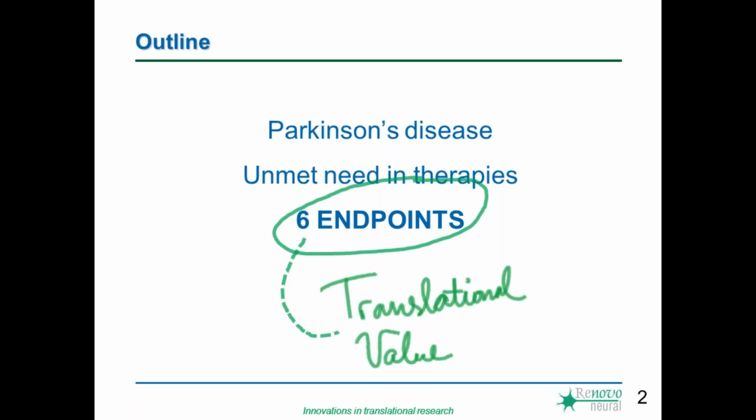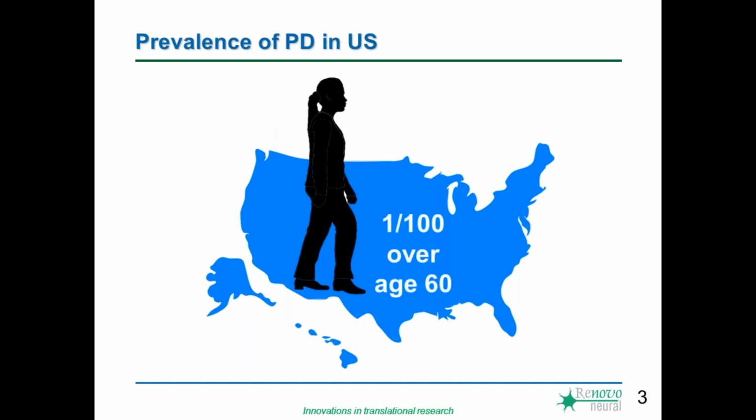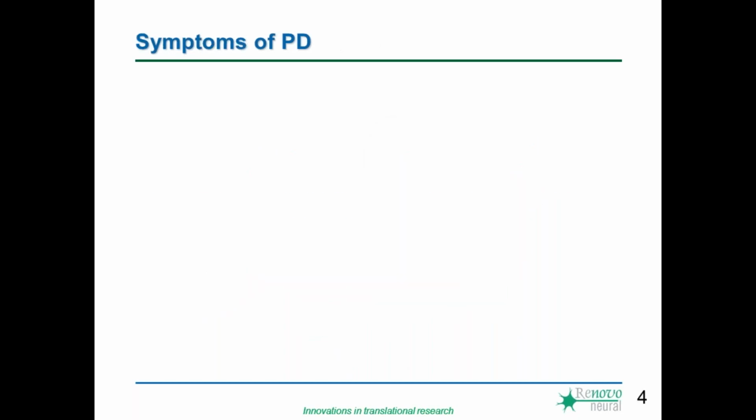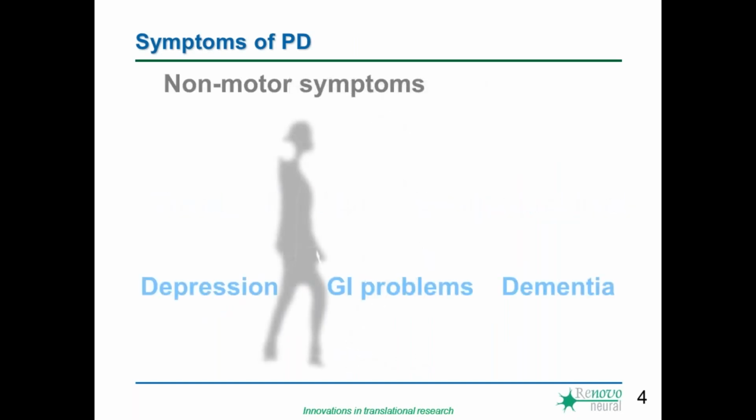So let me start by saying a few words about Parkinson's disease. It is estimated that in the US, 1 in 100 people over the age of 60 suffers from PD, and about 60,000 new cases a year will be diagnosed. PD is recognized mainly by its motor symptoms such as tremor, rigidity, or balance problems. Lesser known non-motor symptoms include depression, fatigue, gastrointestinal problems, or dementia.